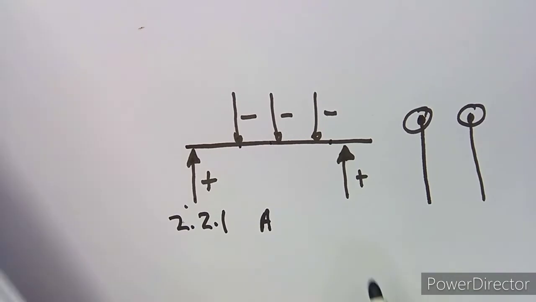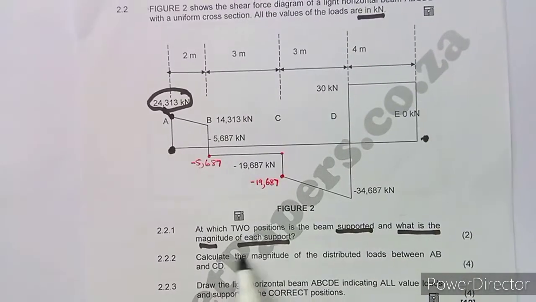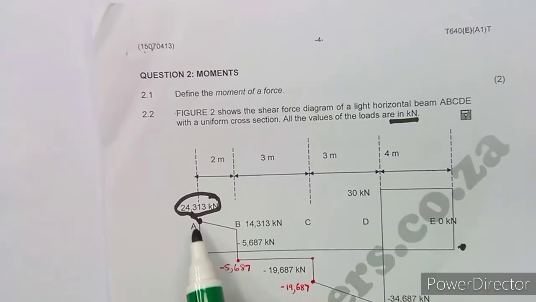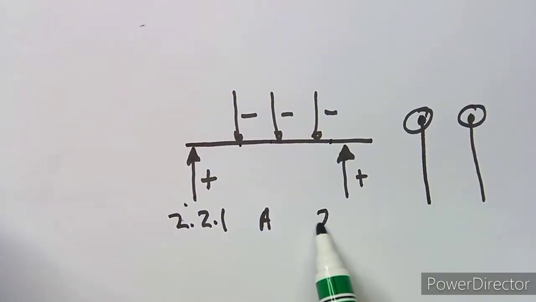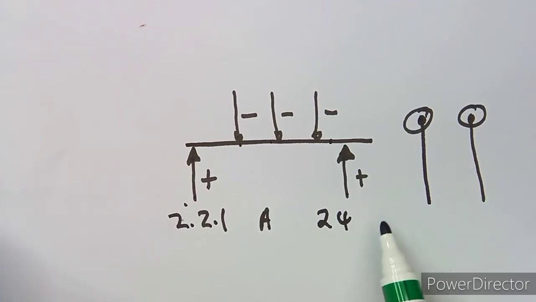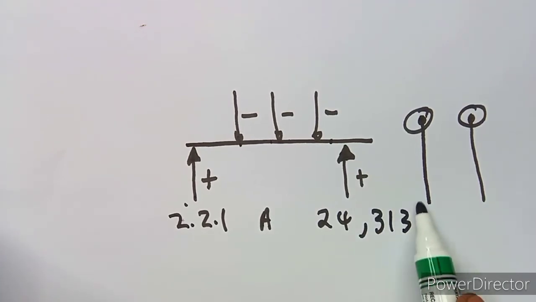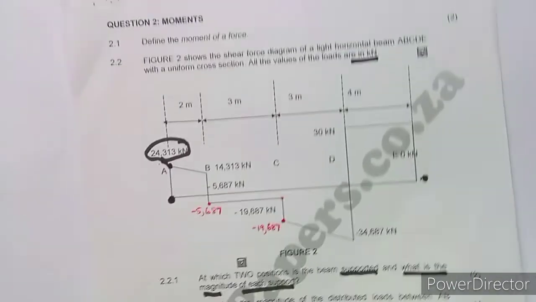So we have a support at A, and what is the magnitude of each support? At A here it is 24,313 kilonewtons. So that is the value at A. And what is the other support?